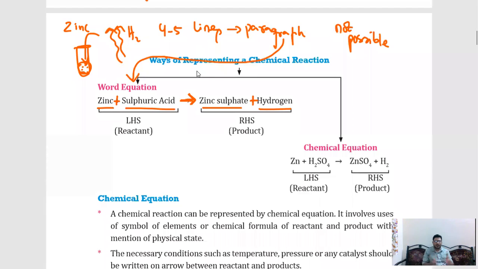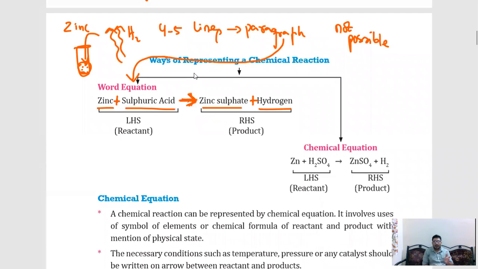Instead of 4 to 5 lines, you can say zinc plus. What is the meaning of this plus? You are adding. What are you adding it to? To sulfuric acid. If you are adding zinc to sulfuric acid, what is happening? A reaction is taking place. That arrow mark is representing the reaction.